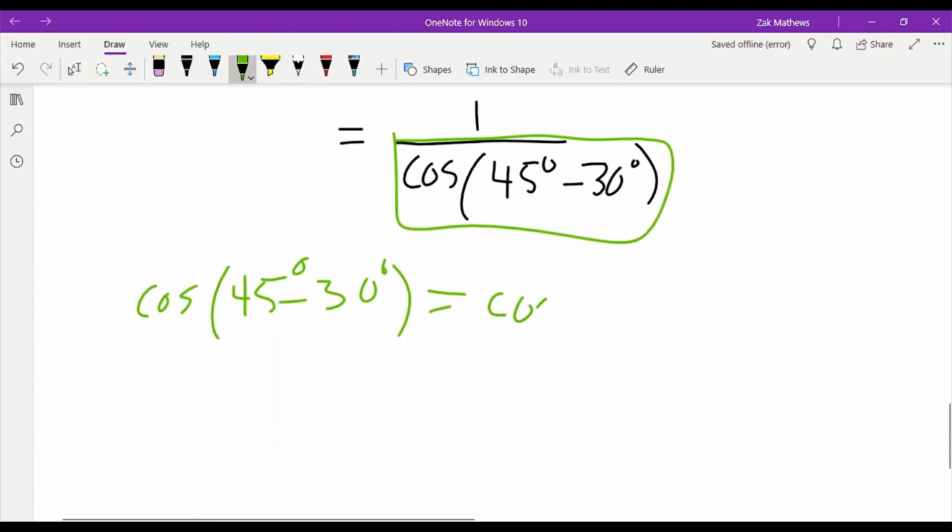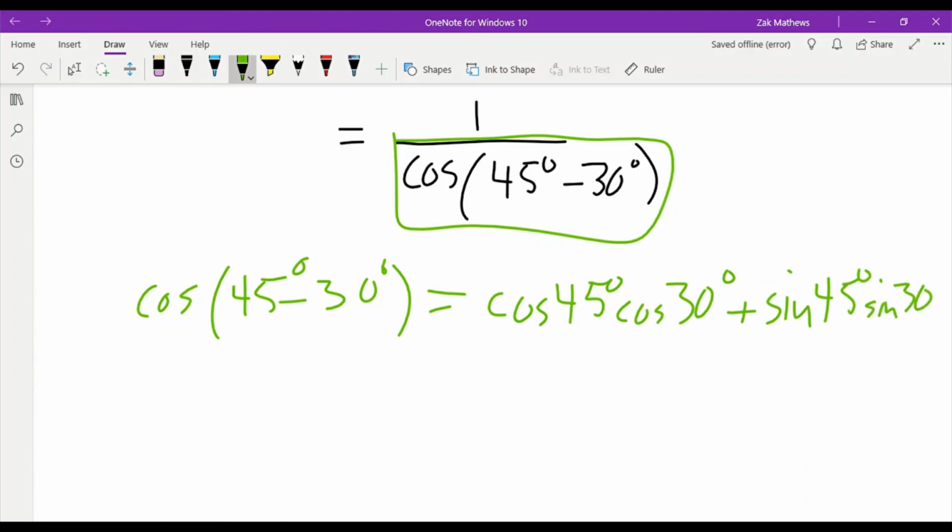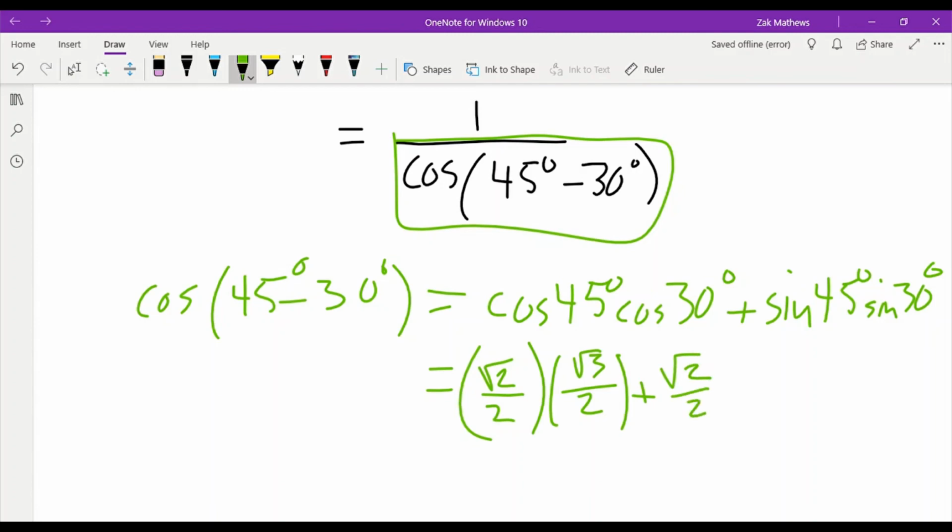So cosine's sum difference formula, we have cosine of the first angle, cosine 45, cosine of the second angle, 30. We switch the sign for cosine, so then we're going to have plus sine of 45, sine of 30. And if I clean these up, cosine of 45 degrees is root 2 over 2. Cosine of 30 is root 3 over 2. Sine of 45, root 2 over 2. Sine of 30 is 1/2.